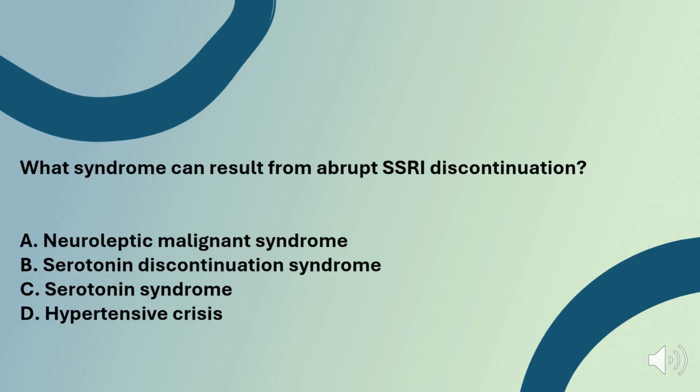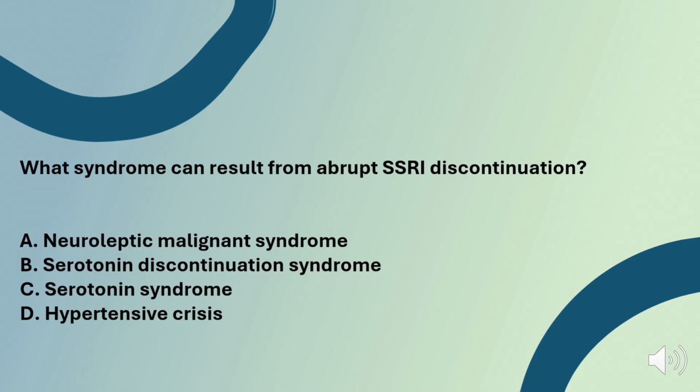Next question. What syndrome can result from the abrupt SSRI discontinuation? A. Neuroleptic malignant syndrome. B. Serotonin discontinuation syndrome. C. Serotonin syndrome. Or D. Hypertensive crisis. I'm going to give you a few moments to look these over, and I want you to think about which is the incorrect answer. And then I want you to think about what you think is the right answer.